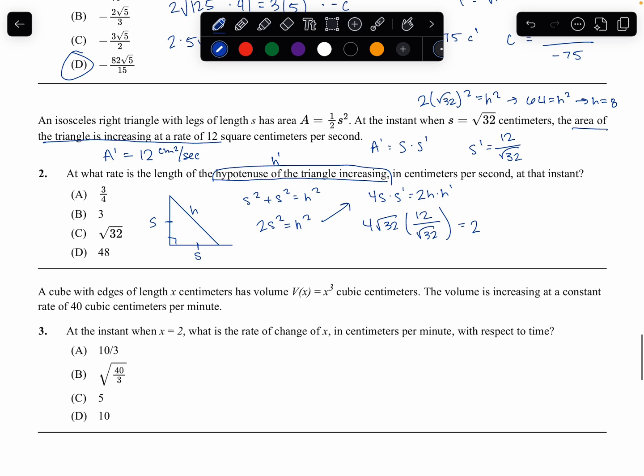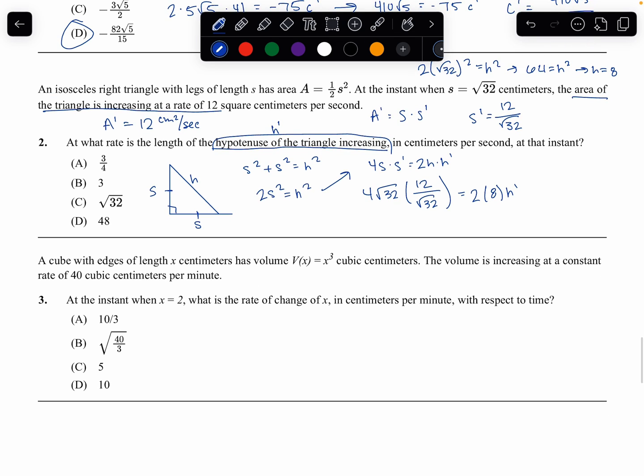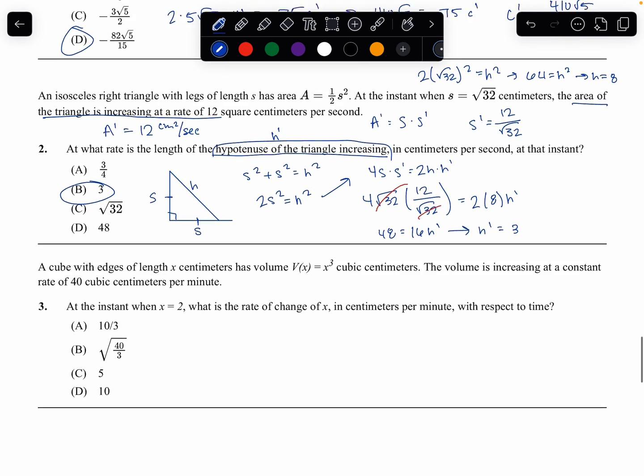So 2 times 8 times h prime. Okay, so the good thing here is that those cancel. So we get 4 times 12, which is going to be equal to 48. It's going to be equal to 16 times h prime, which means h prime is going to be equal to 3. Okay, that one was a lot more work than I thought it was going to be.